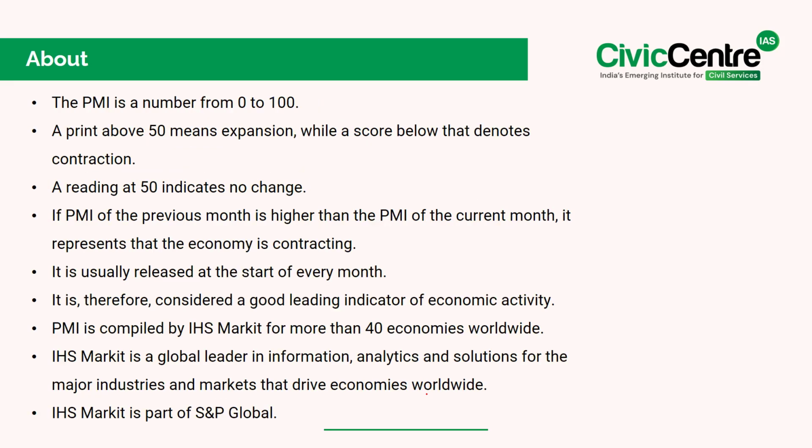Notably, the PMI is a number from 0 to 100. So a print above 50 means expansion, while a score below that denotes contraction. Furthermore, a reading at 50 indicates no change. So if the PMI of the previous month is higher than the PMI of the current month, it represents that the economy is contracting. It is usually released at the start of every month, and it is therefore considered a very good leading indicator of economic activity.